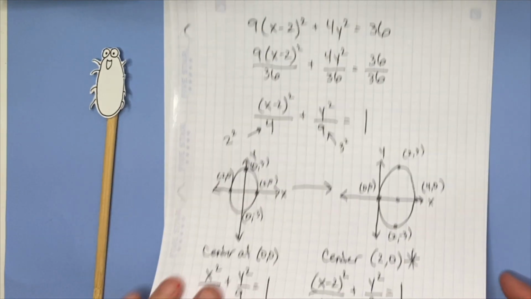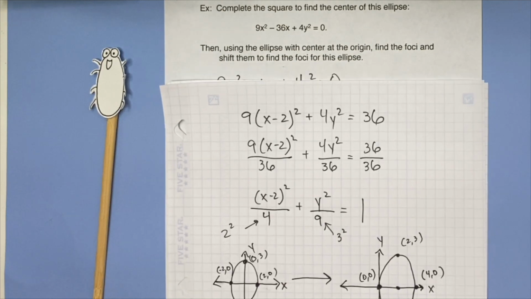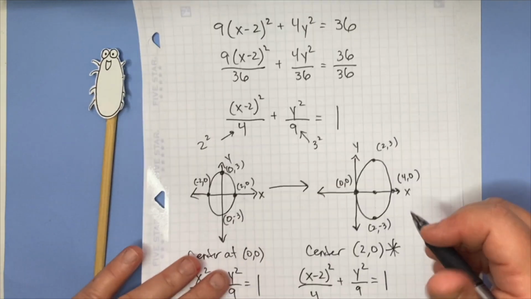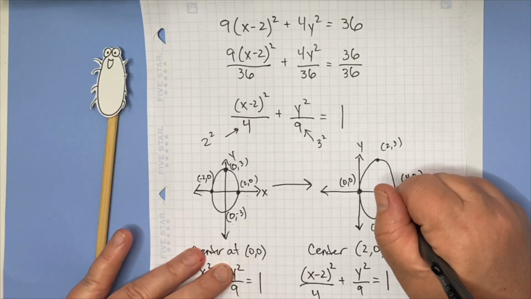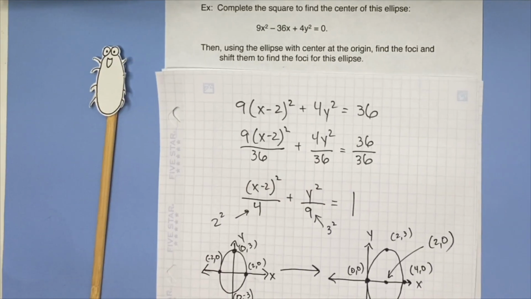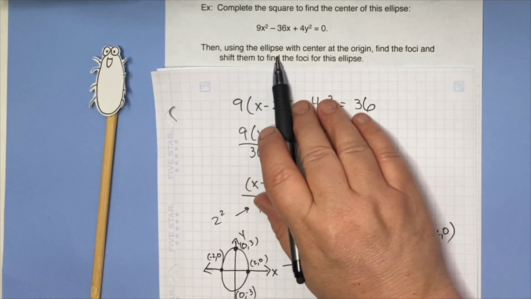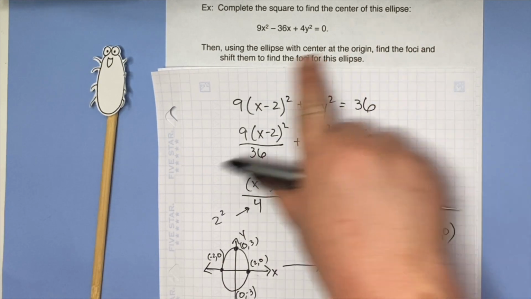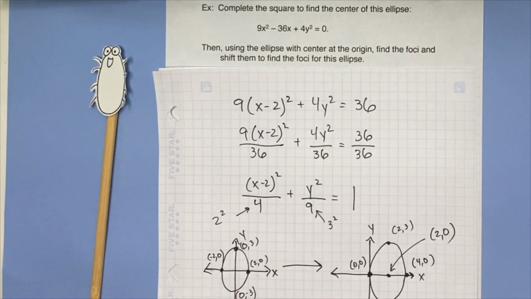If it had been y, then we'd move it either up or down, depending. Okay, so what did it ask? Complete the square to find the center of this ellipse. We found that the new center is at 2, 0, right there. Yay, we did the first part. Then, using the ellipse with the center at the origin, find the foci and shift them to find the foci for this ellipse.